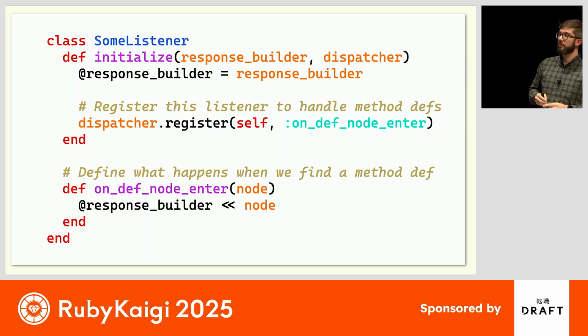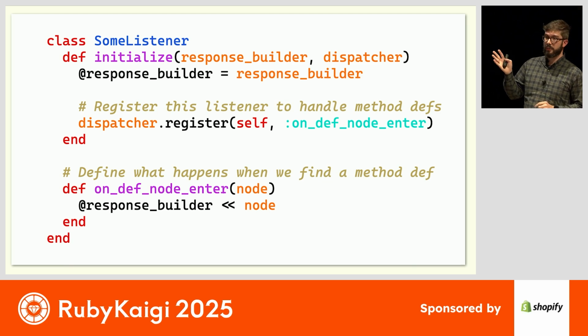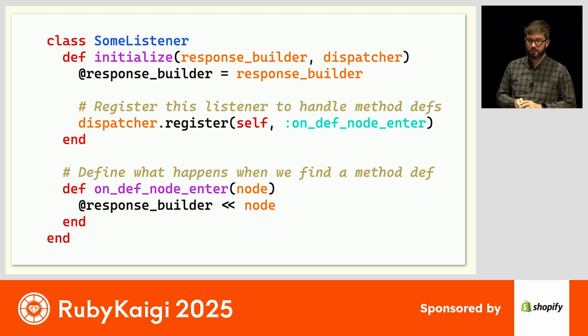So here's an example of a super simplistic listener implementation. We initialize it with the response builder. This response builder concept is what we use to collect contributions that are coming from multiple different listeners that will compose the final response that we return to the editor. And then with the dispatcher, with that entity I mentioned, we can register for which events we are interested in handling. So in this case, we are registering the object itself, the first argument there, self, and we're interested in handling method definition nodes, so whenever we find a new method definition in the code.